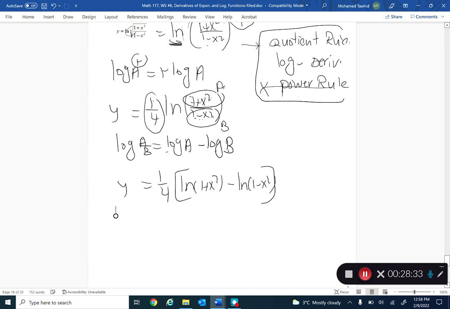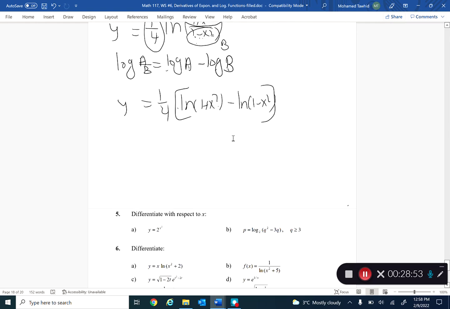Now, I don't have a fraction. I don't have a fraction means no quotient rule. So you are very good. So avoid 2 rules when I simplify like this. No power rule involved, no quotient rule involved. It's only log, which I don't have any choice, I have to use it. So now what is y prime?